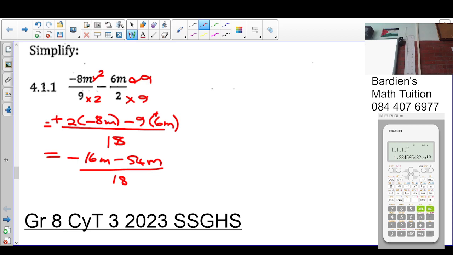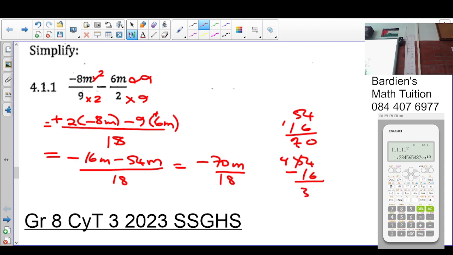Are the signs the same? Yes. So I must add them. So 54 plus 16 is 70. Negative 70m over 18. Many of you subtracted those. Many people subtracted it and they got negative 70. Not negative 72. They subtracted those two. They said 54 minus 16. They got 38. So you got 38 in positive and negative.